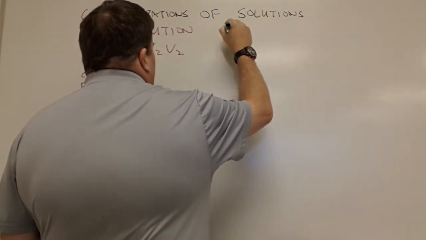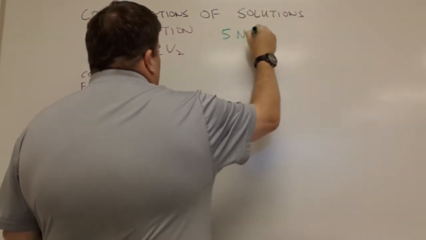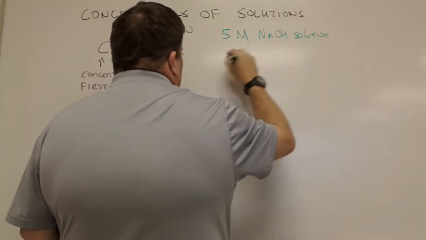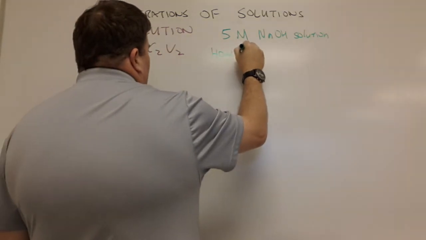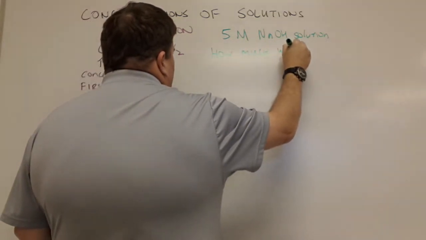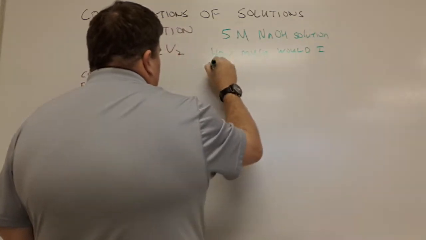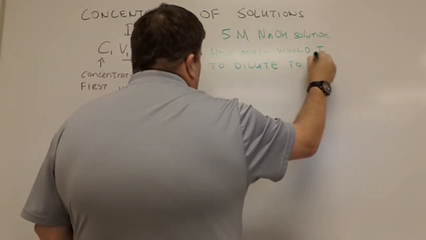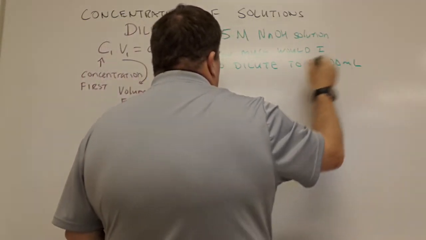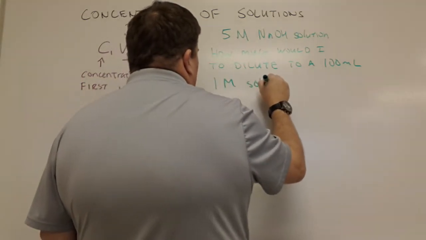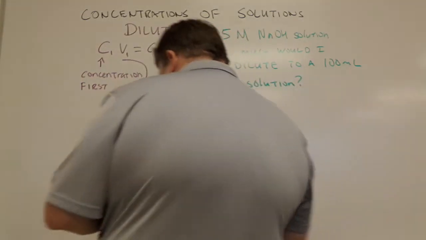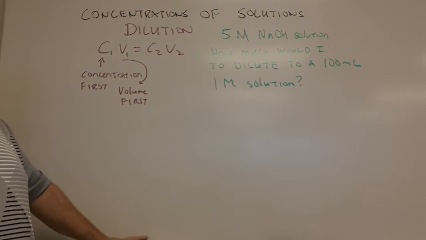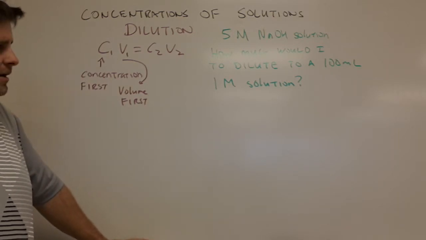Suppose I start with a 5 molar NaOH solution. And the question is, how much would I need to dilute to make a 100 milliliter 1 molar solution? All right. Now the important part in these problems is to look at the question and pull the relevant information out of the system. Okay?